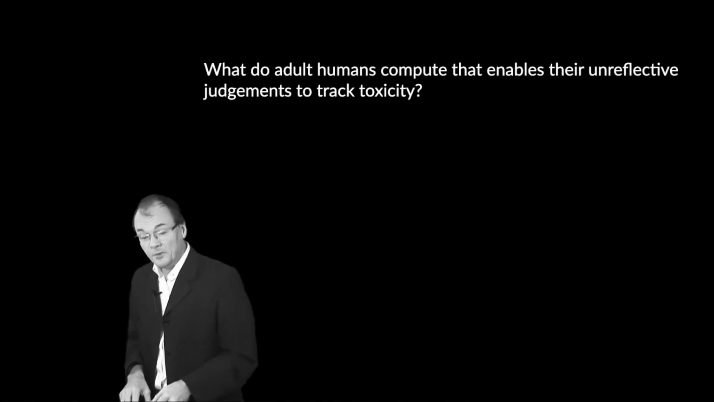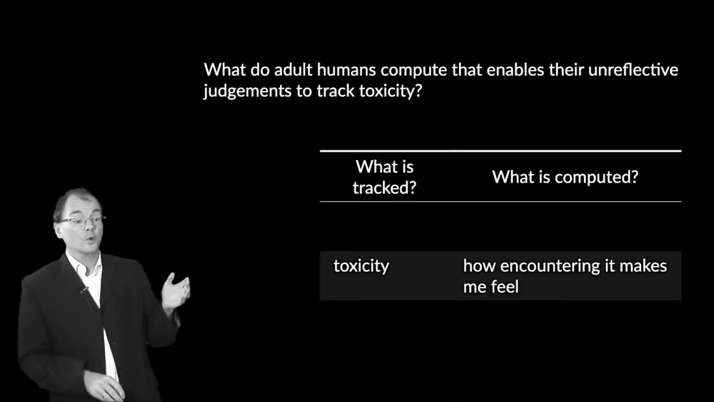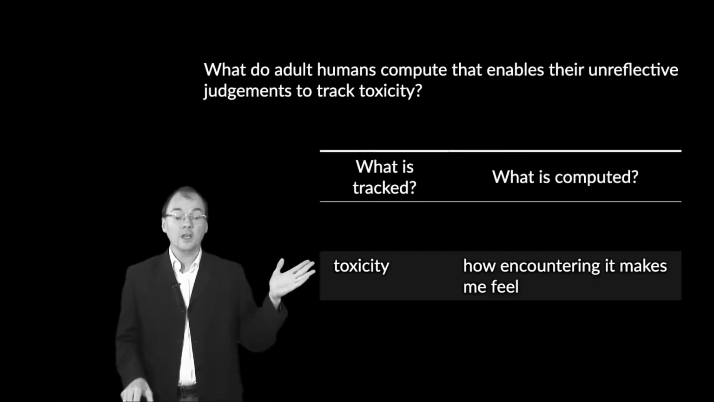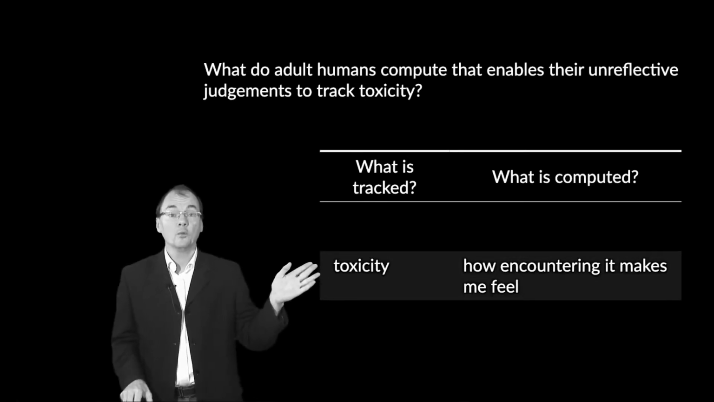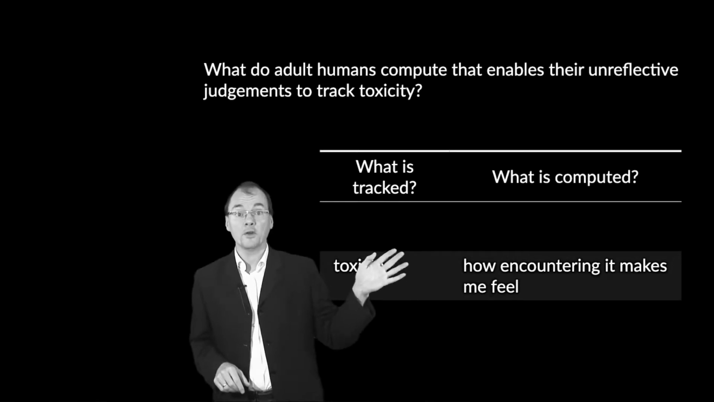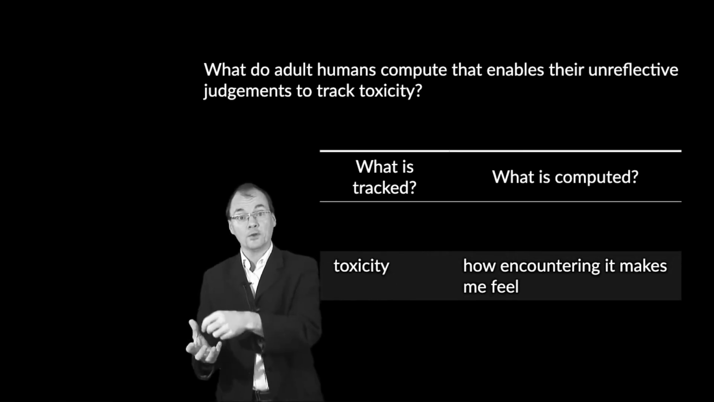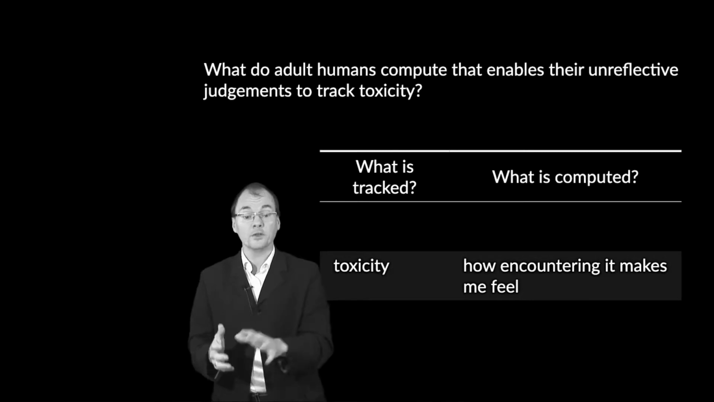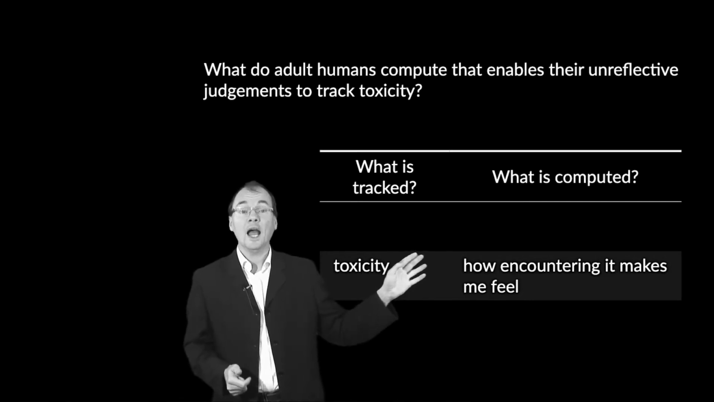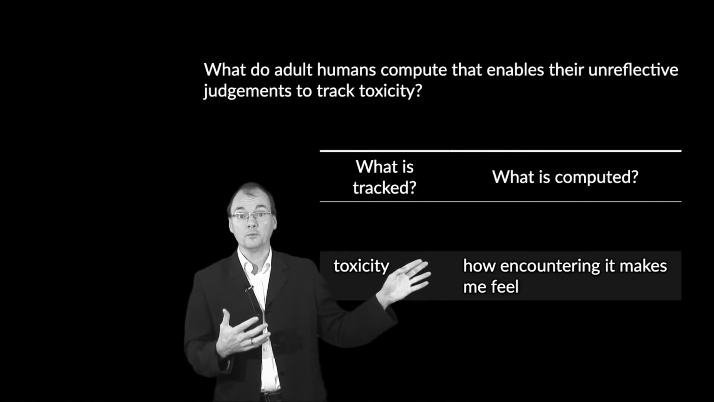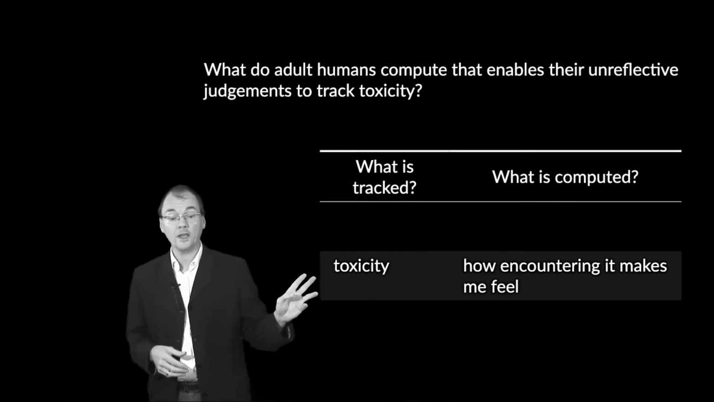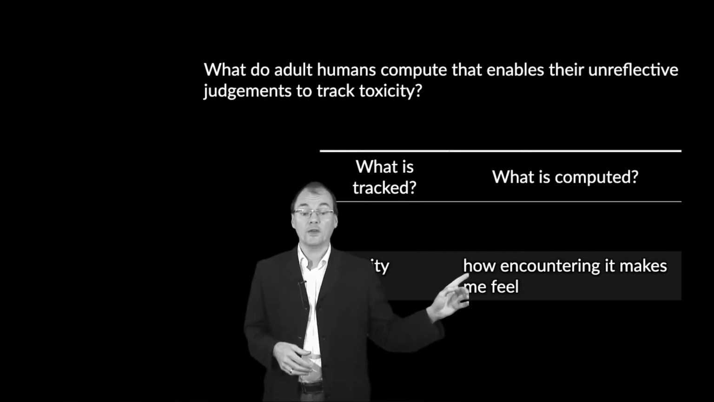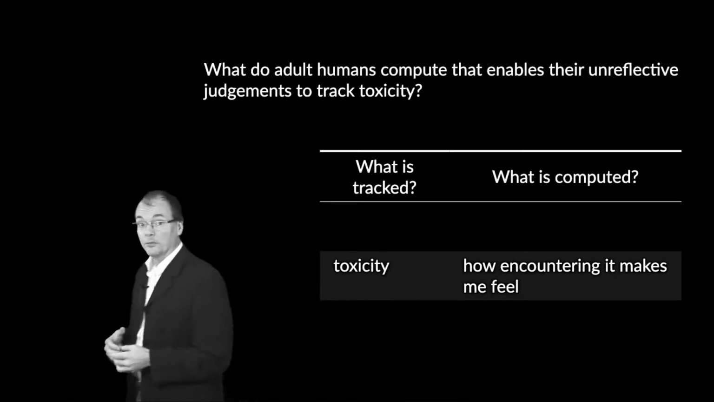So it seems quite plausible that what humans are tracking here in their unreflective judgment, should I eat the object or not, is toxicity. What they're computing is clearly nothing to do directly with toxicity. You haven't brought a lab with you. You haven't got the possibility to test for various kinds of poisons and so on. What you're doing is working out how encountering that thing, first of all, in terms of the smell, and secondly, in terms of the taste, makes you feel. Make sense? You're tracking toxicity. What you're computing is how encountering it makes you feel.